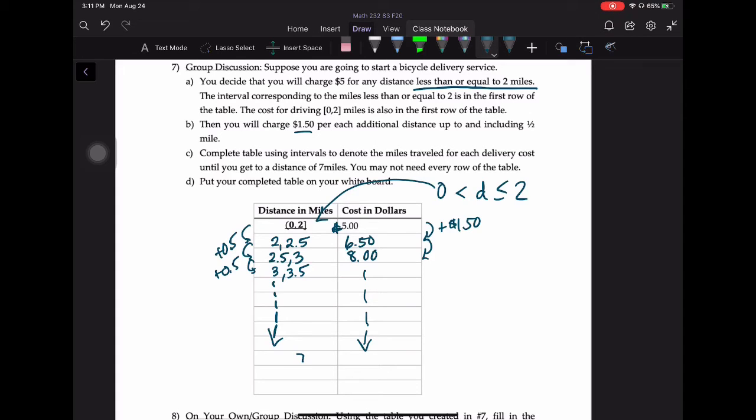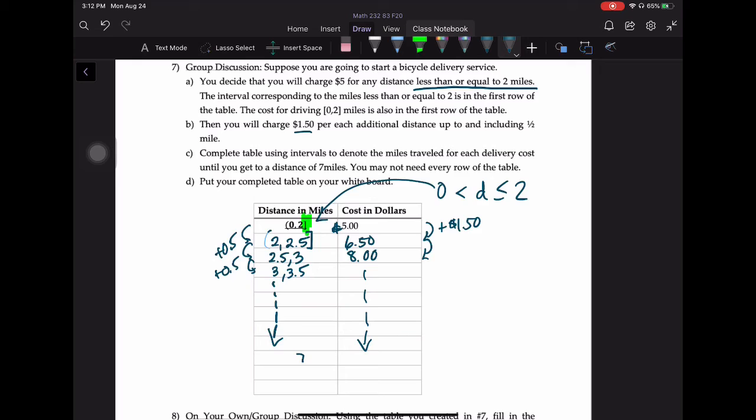Okay? But notice I don't have any interval notation here. If I have included 2 already in one bracket, I cannot include it in the next interval. So it cannot be included here. I can't do bracket bracket because that means it's $5, but it's also $6.50 to go 2 miles. It doesn't make sense. You can only do one or the other.